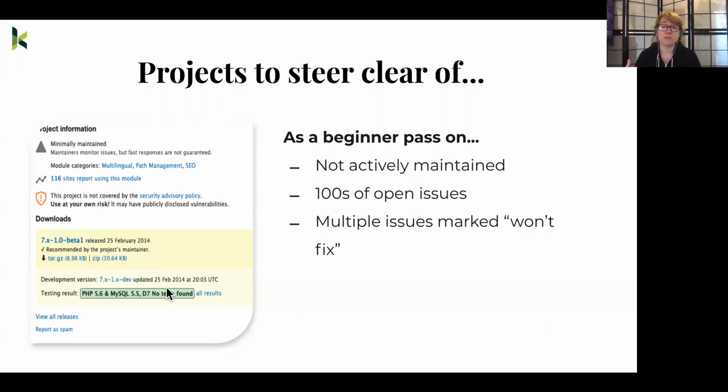I like to tell folks to stay away from projects that have hundreds of open issues, except if they're highly used modules, like the Metatag module has hundreds of issues, but it's a module that is used by almost everyone, right? But say it's a module that isn't as used, if it has 200 open issues, or if there's issues in there that say the maintainer won't fix them or they're just not interested, I would just stay away from those as beginners.